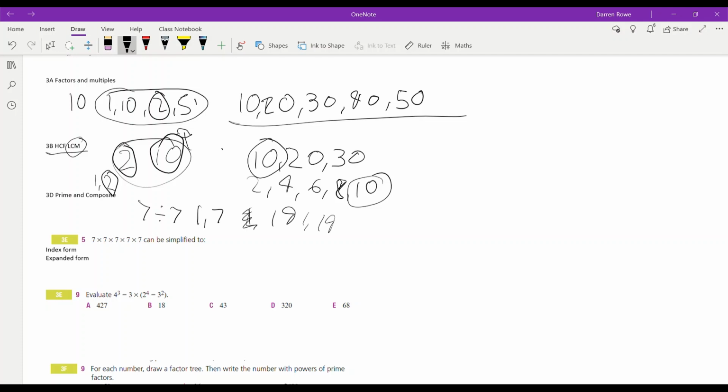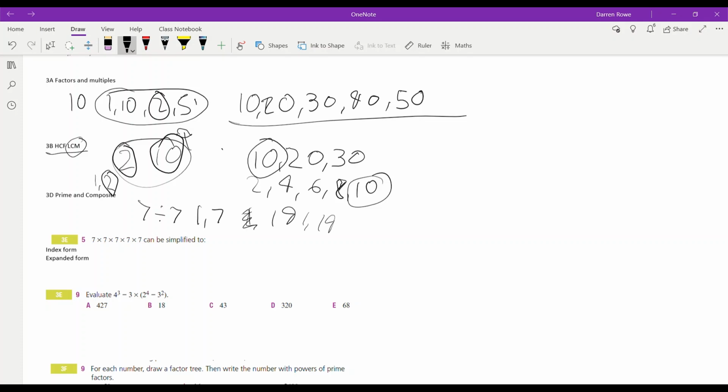Now, one trick with prime numbers is if it's ever an even number, which means it ends in 0, 2, 4, 6, 8, then it's never a prime number, because it can always also be divided by 2. Now that's not entirely true, because 2 is also a prime number, and 2 can only divide by 1 and 2, so it's a prime number, 2.